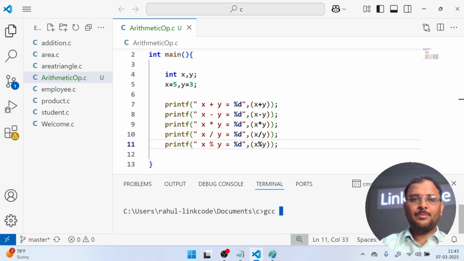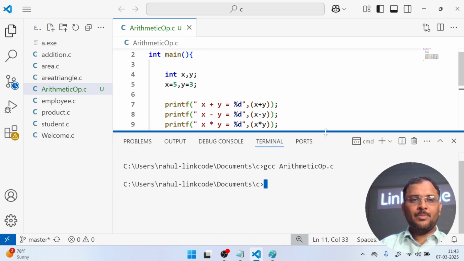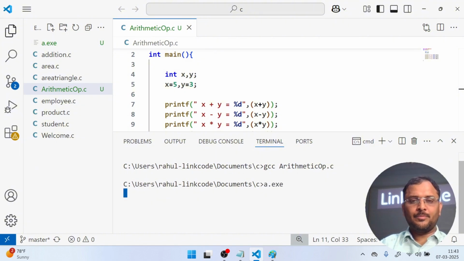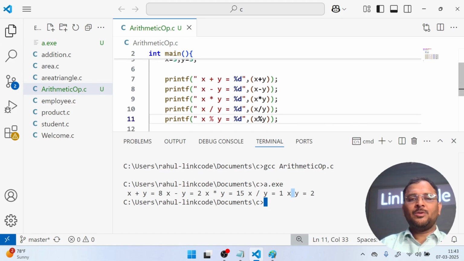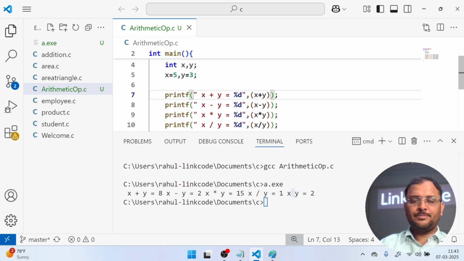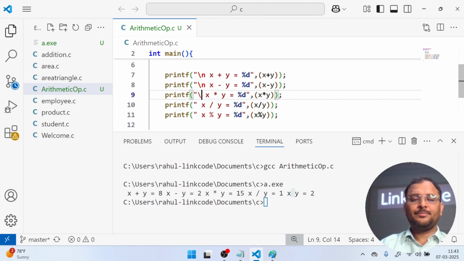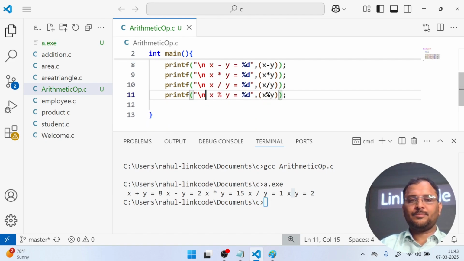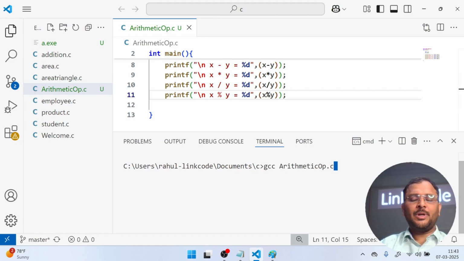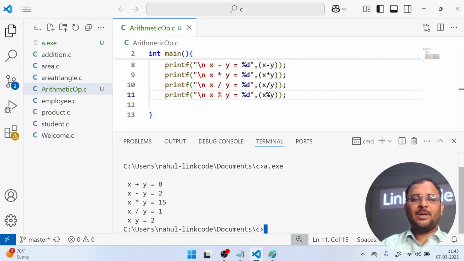Just compile your program. Okay, compile your program and run it now. Look at this: addition, subtraction, multiplication, division, and remainder. So check this with a new line. Compile your code, check the output again. See, x plus y, x minus y, x into y, x divided by y, and this is the mod here. So here is the output for addition, subtraction, multiplication, division.